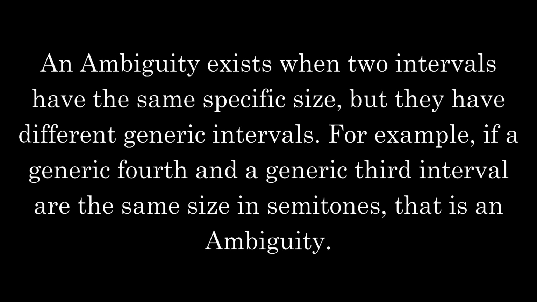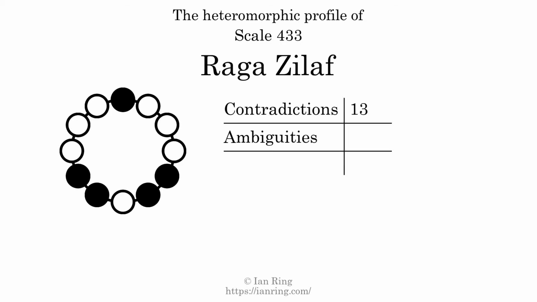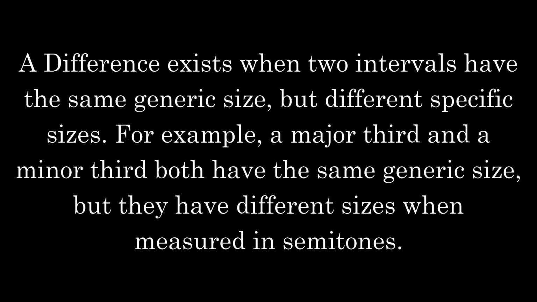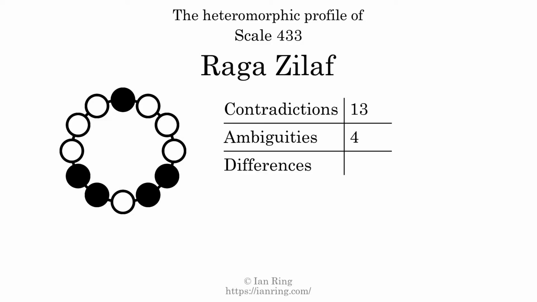An ambiguity exists when 2 intervals have the same specific size, but they have different generic intervals. For example, if a generic fourth and a generic third interval are the same size in semitones, that is an ambiguity. The number of ambiguities in this scale is 4. A difference exists when 2 intervals have the same generic size, but different specific sizes. For example, a major third and a minor third both have the same generic size, but they have different sizes when measured in semitones. The number of differences in this scale is 32.